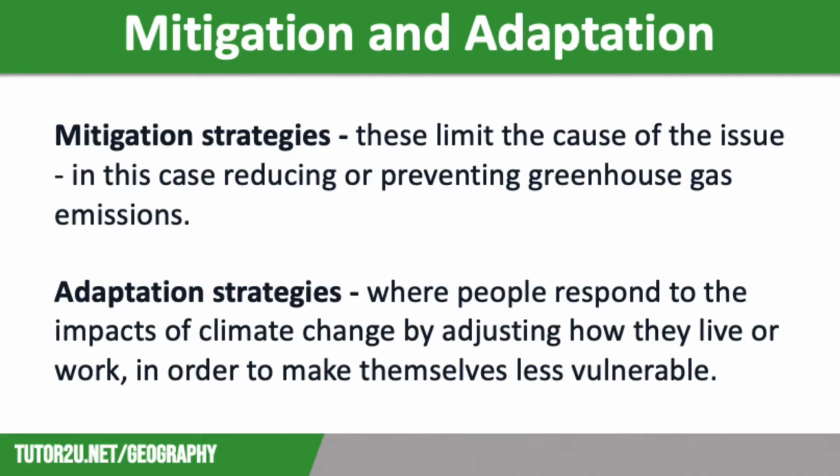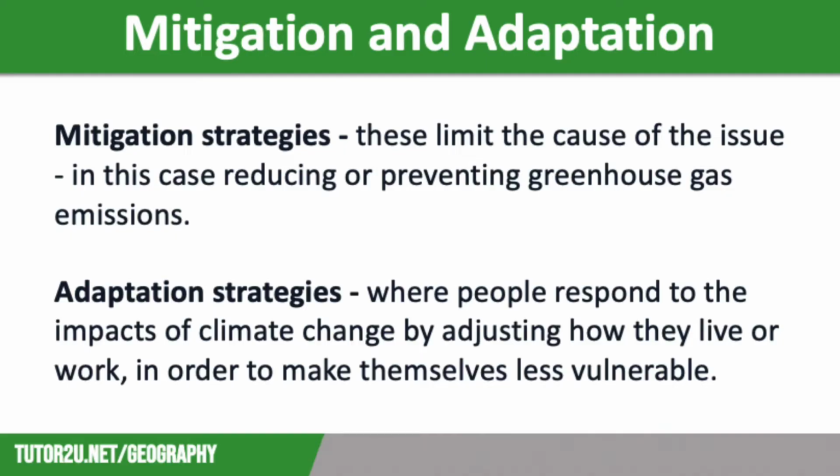We can try to reduce the impact of global climate change in two ways, by mitigation or adaptation. Mitigation strategies limit the cause of the issue. In this case, they reduce or prevent greenhouse gas emissions and they protect valuable carbon sinks. These strategies can be on a local or global scale, for example, investing in renewable energy.